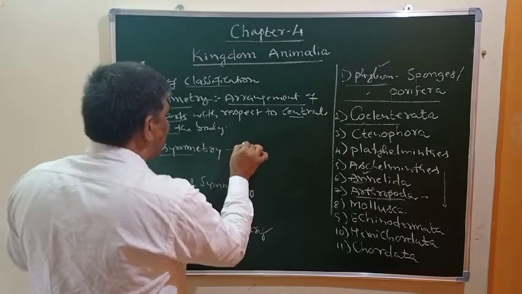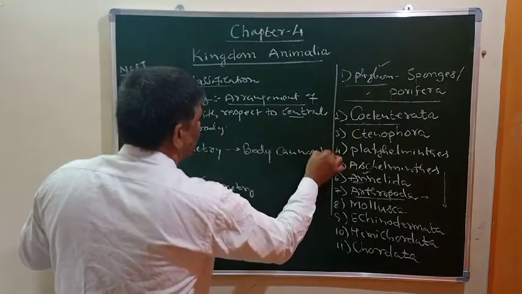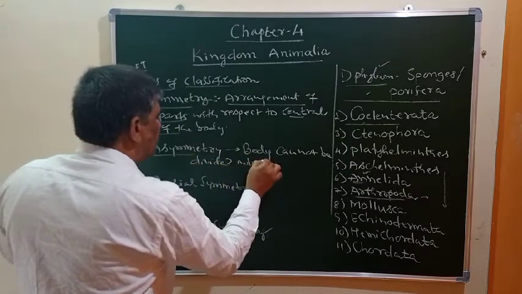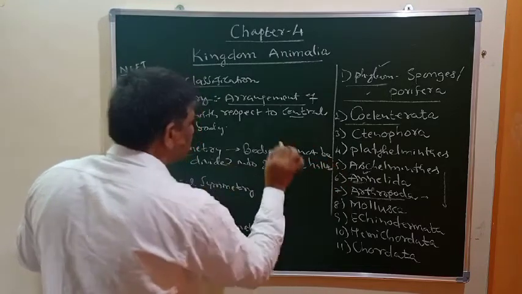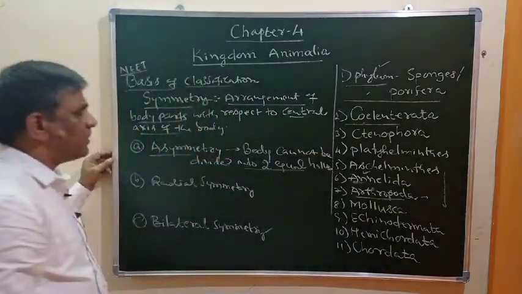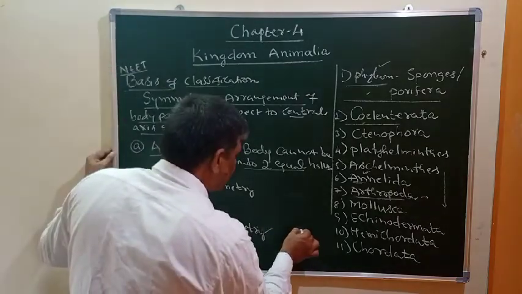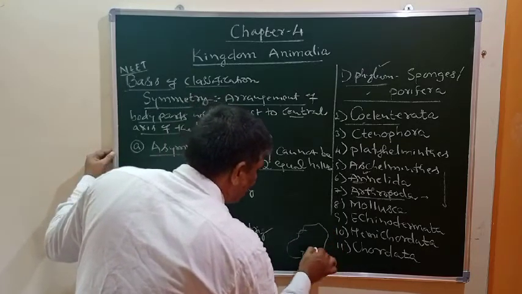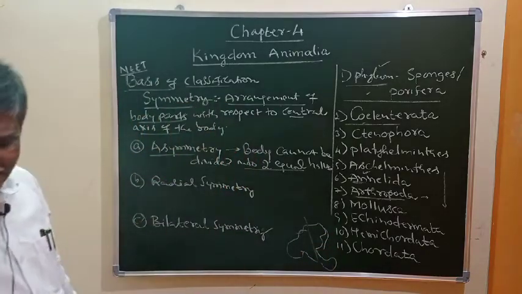Here, the body cannot be divided into two equal halves in any vertical plane passing through the center; this is called asymmetry. Suppose the body is like this and you cut the body of this animal in any vertical plane passing through the center, you will not get two equal parts. Therefore, that symmetry is called asymmetry.